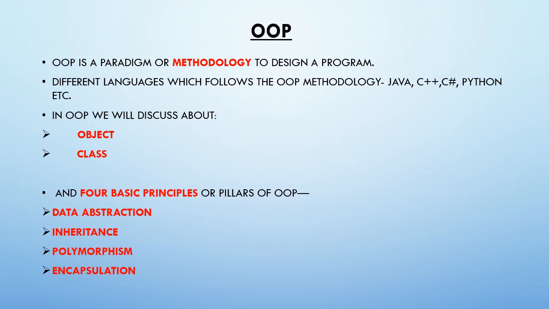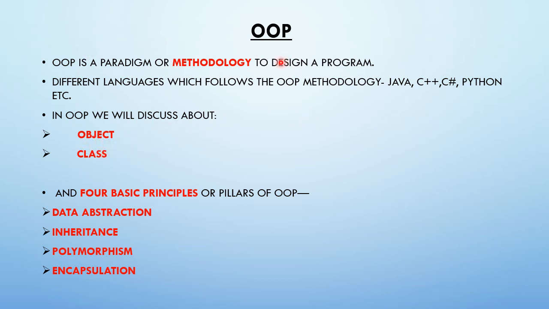Now first, what is OOP? Object Oriented Programming. What is this? OOP is a paradigm or methodology to design a program. Or we can say OOP is a style or a way or methodology to design any program. So different languages which follow the OOP methodology are Java, C++, C#, Python. And the first object-oriented programming language is Smalltalk. In OOP, we will discuss object and class.